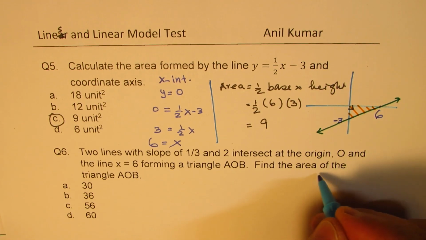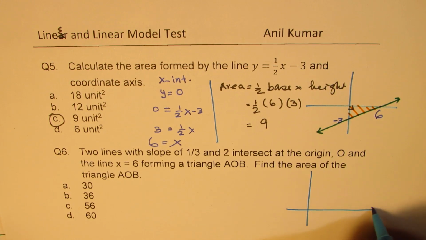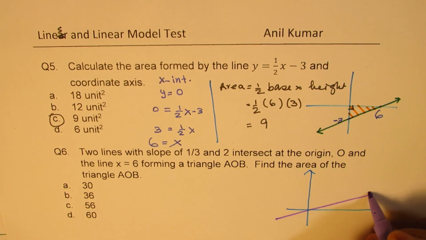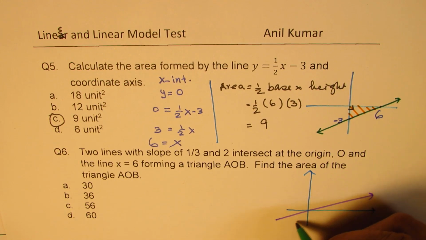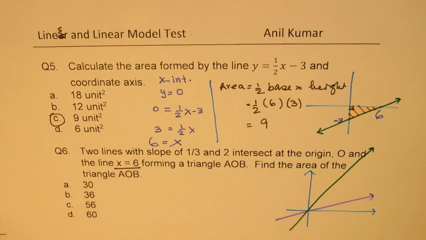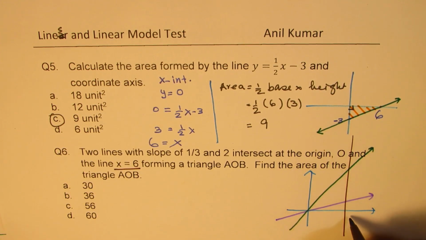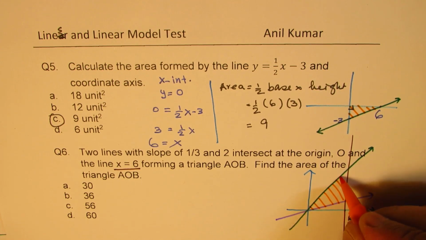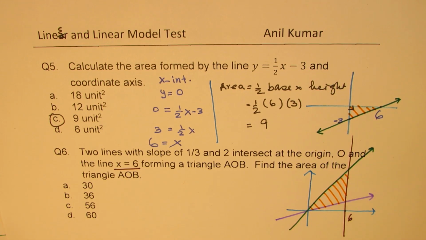Okay, so let's try to understand this question with the help of a sketch. So we are given two lines. Their slopes are 1 over 3 and 2. So let's say one line is this. The other line is having a greater slope, right? Say like this, right? Now we are also given that the third line is x equals 6. So when it is x equals 6, it is a vertical line. Let's say this is x equals 6, right? Now we need to find the area of this triangle. So I hope the question is clear. You can now pause the video and answer the question.